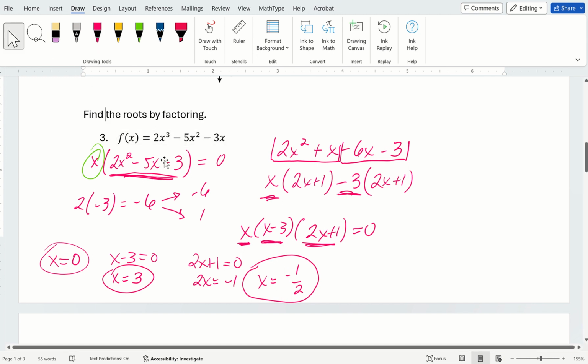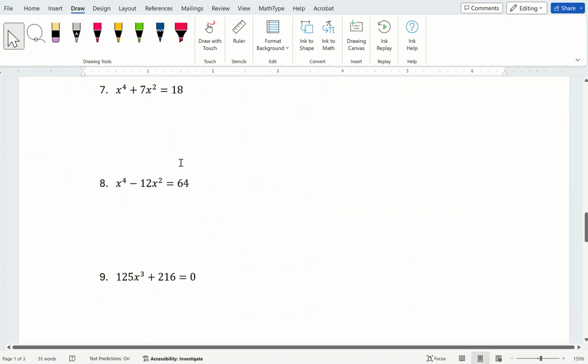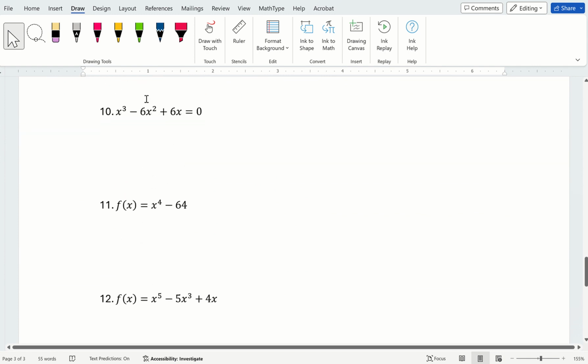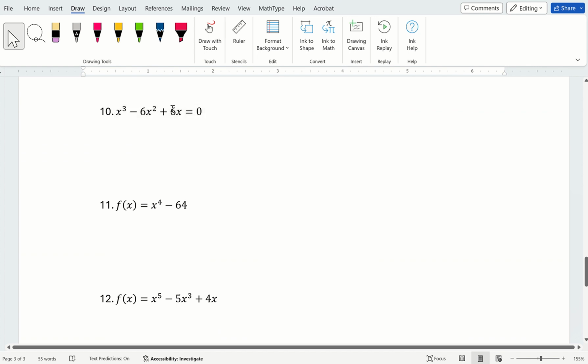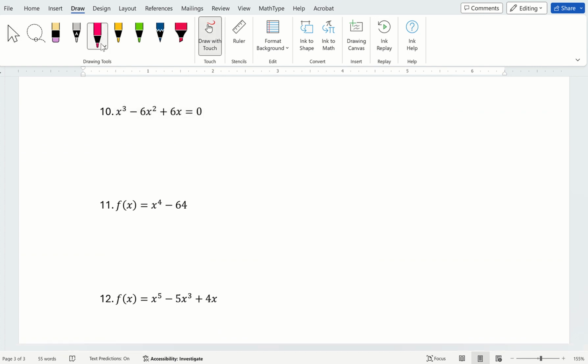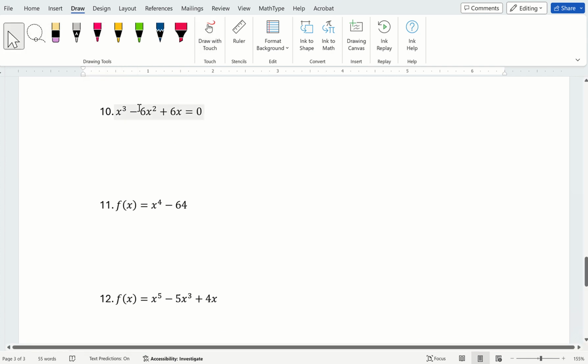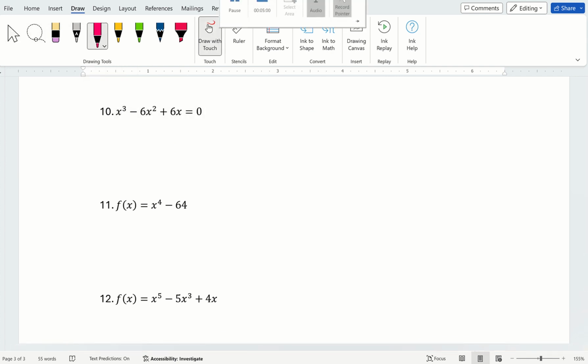Let's look at a similar one, but it's going to go a little bit differently. So if we go down here and look at number 10, we have a similar situation where we have a 3-term polynomial where the degree is 3. So we're going to use the same strategy. We're going to look for a greatest common factor, which, just like the other one, the greatest common factor here is x. So let's factor out an x. And we're left with x squared minus 6x plus 6 equals 0.